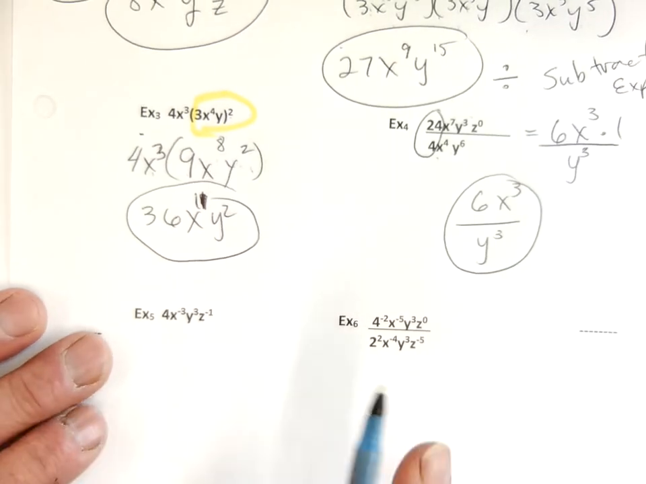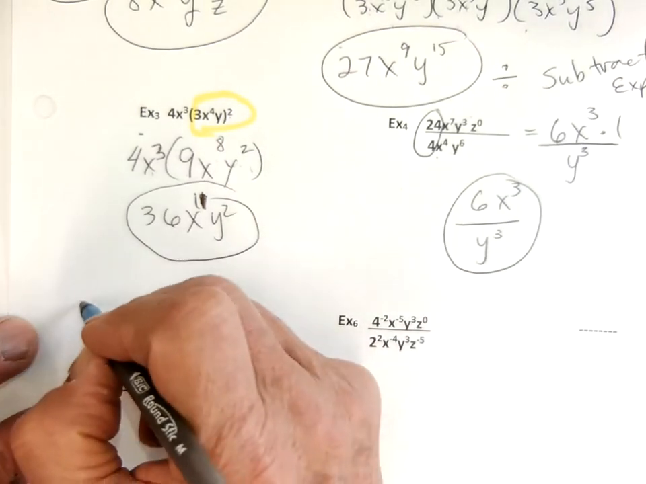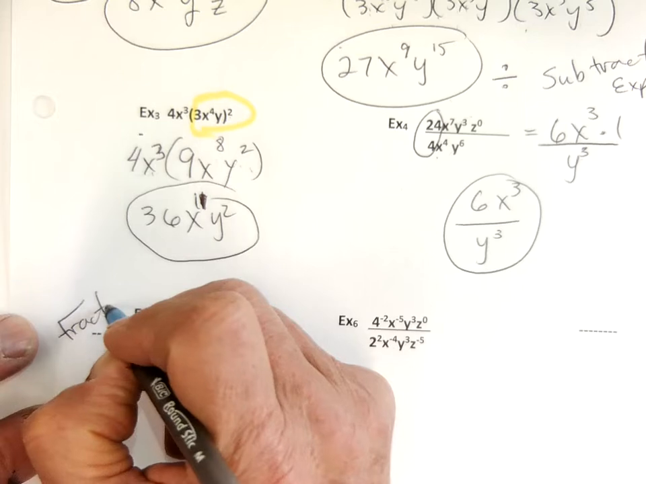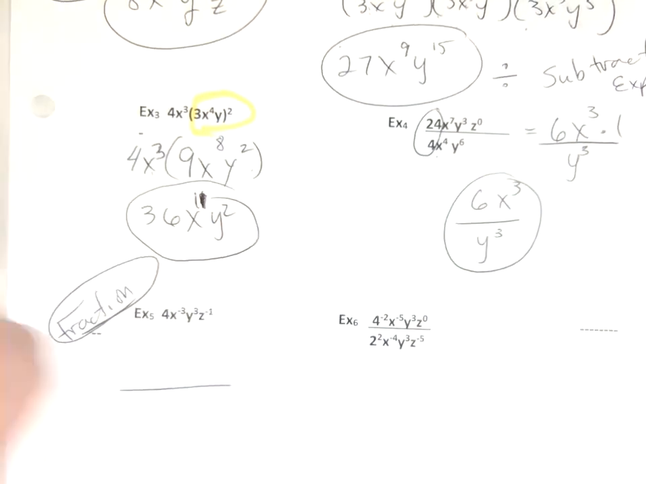When you see negative exponents, think fraction. You see negative exponents, write a fraction bar. If it's on top, to make it a positive exponent, bring it down. Okay? That's all you do.